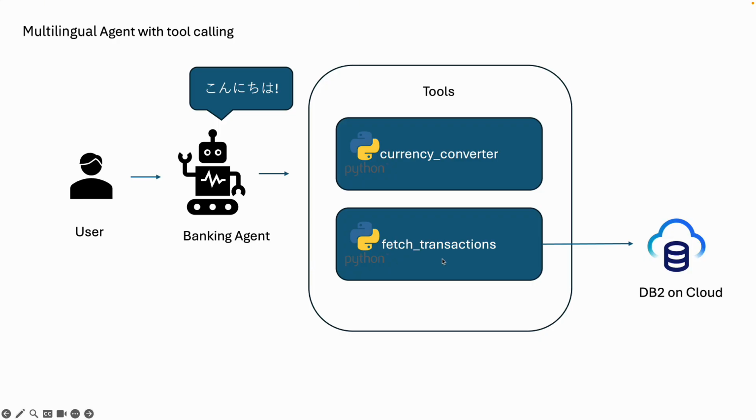And the second tool we have here is the fetch transactions tool, which will be used by the agent to retrieve transaction records for a given account from a table in IBM's DB2 on cloud service. And what happens in our application is that the agent will interpret natural language input from the user and decide which one of the tools it should use and process the result and respond to the user in our preferred language. In this case, it's Japanese.